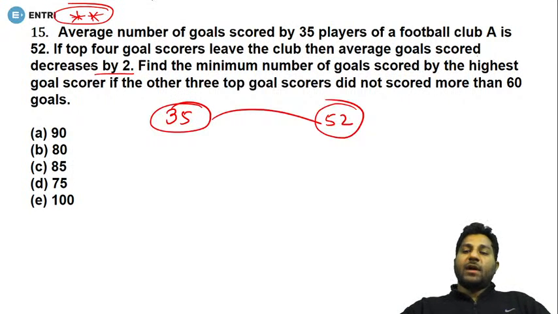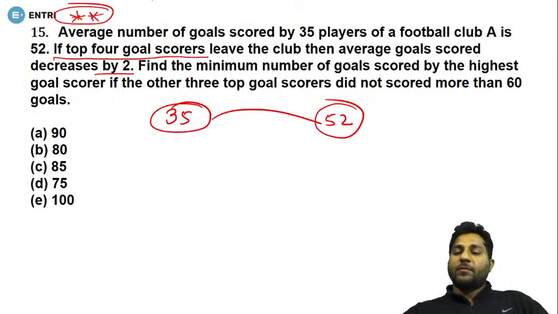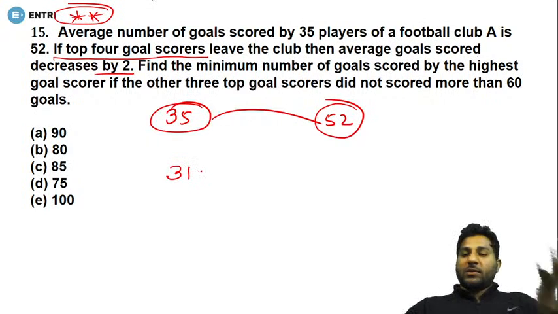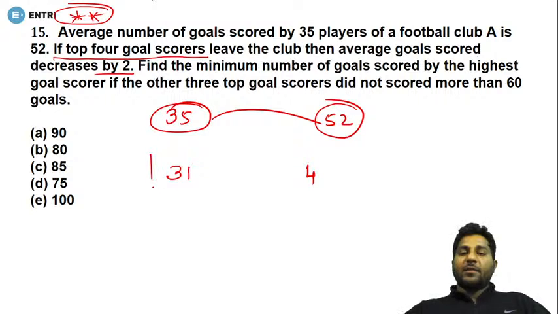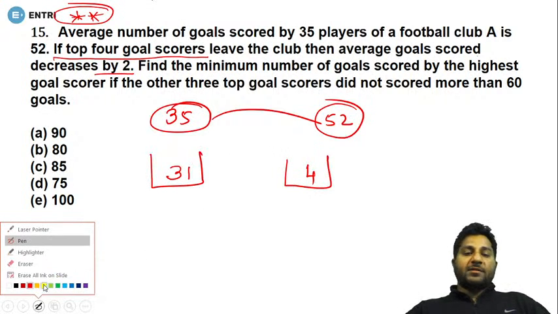Okay, let me give you the answer. Average number of goals scored by 35 players. So earlier it was 35 players, but the top four goal scorers have been left out. That means we can use alligation with 31 players and adding the goals of four top scorers, and that makes the total number of players 35.